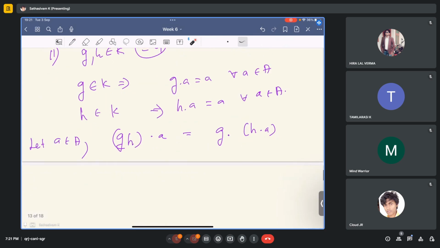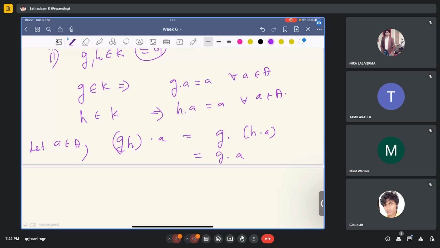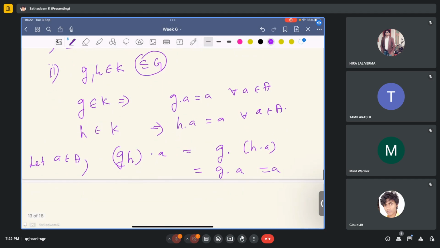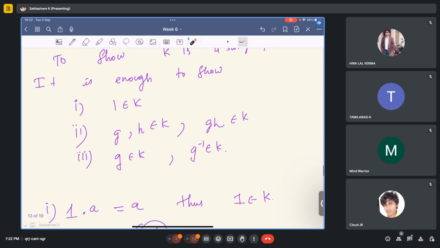But you see, H is an element of K, right? So H dot A is nothing but A. So this is G dot A. But again, G is an element of K, so G dot A is A. So this is nothing but A. So GH dot A is A, and this holds for every A. So this implies GH belongs to K. Okay, so this we have proved also.